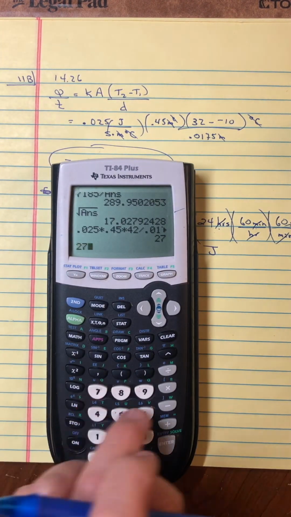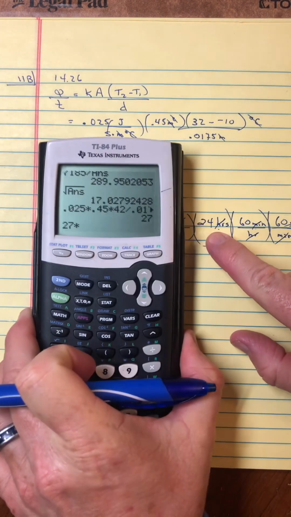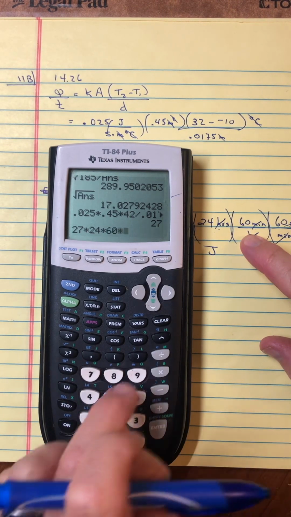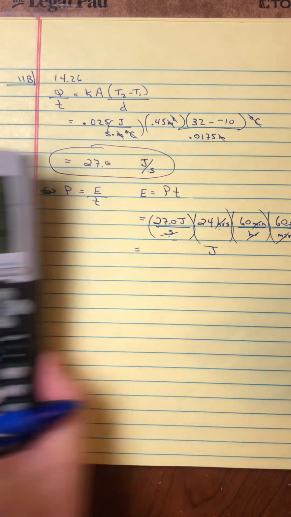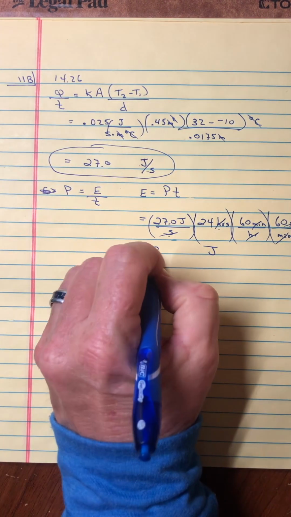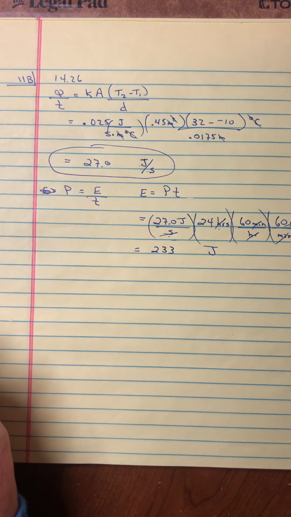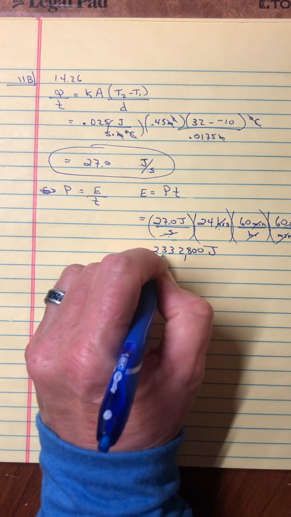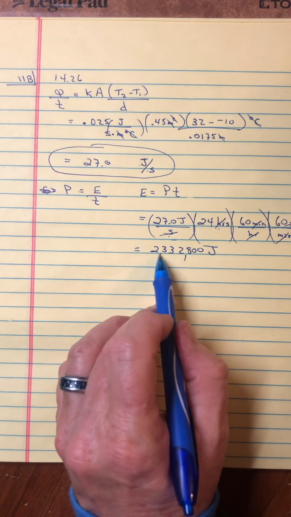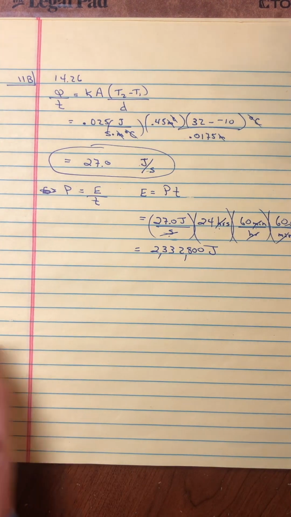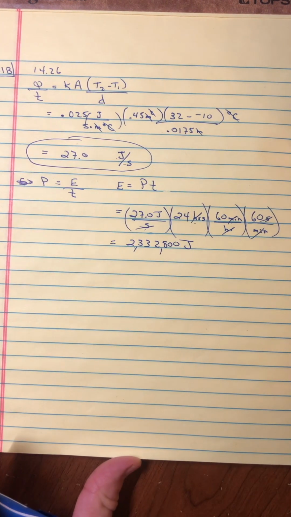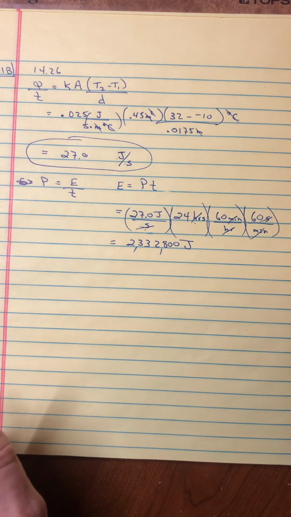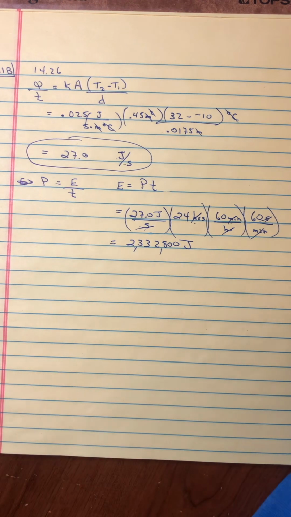And so let's go 27 times 24 times 60 times 60. So we are looking at 2,332,800. So about 2.3 million joules of thermal energy are going to leak out of the skin of this goose.